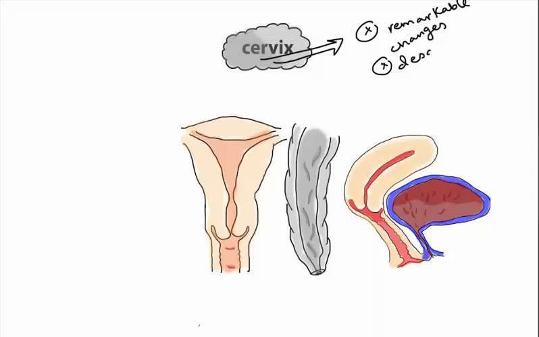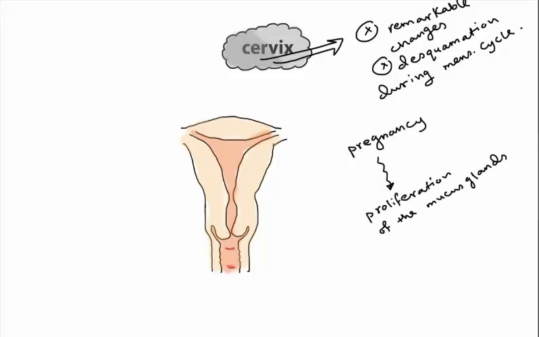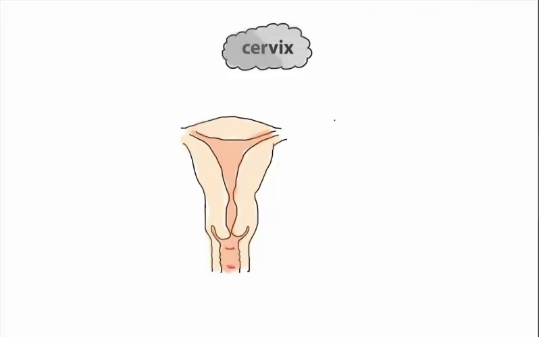Now the cervix does not undergo remarkable changes, and it does not undergo desquamation during the menstrual cycle. But changes happen in pregnancy. In pregnancy, the cervix undergoes proliferation in the mucus glands, which leads to secretion of more mucus.